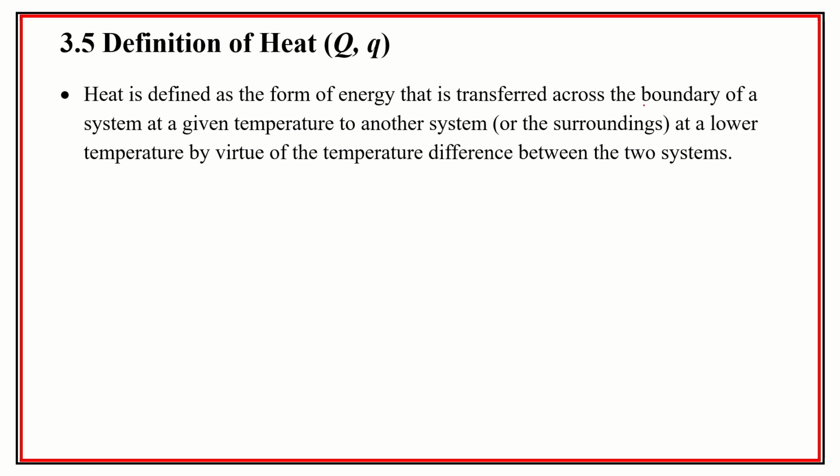The boundary is an important thing, right? We want to define a boundary, usually for our system. We have a control volume that is made up of control surfaces, and those are the boundaries of the system at a given temperature. Important words, temperature, to another system or surroundings at a lower temperature, right? Here you go, lower temperature. So here are these really important words, right? And by virtue of the temperature difference between the two systems.